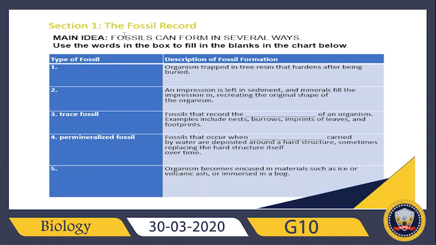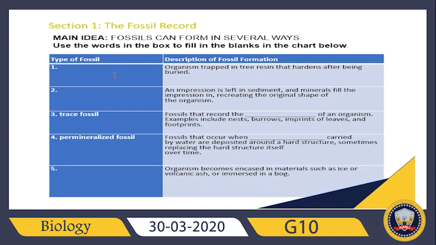Section number 1, we have discussed the fossil record, and we said fossils can form in several ways. We have the trace fossils, the permineralized fossils, natural casts, amber preserved fossils, and so on. So let's start with our first question here. Use the words in the box to fill in the blanks in the chart below. We have the type of fossil and here the description of fossil formation.